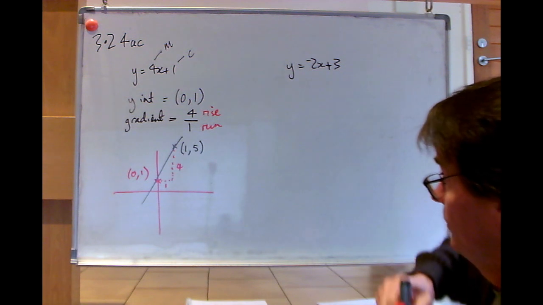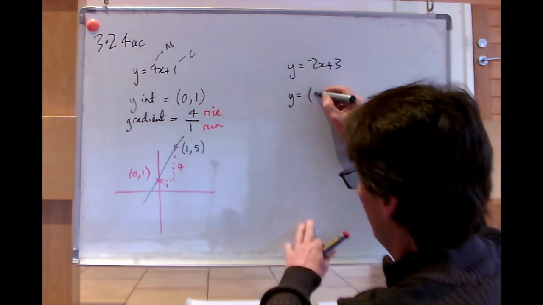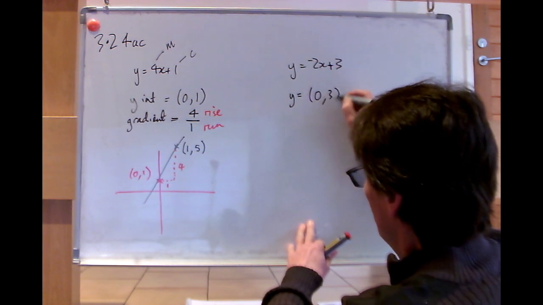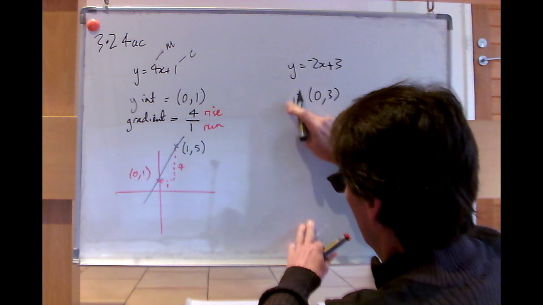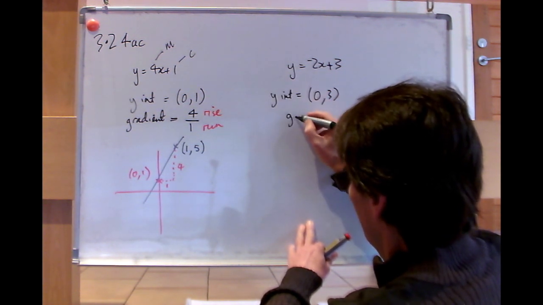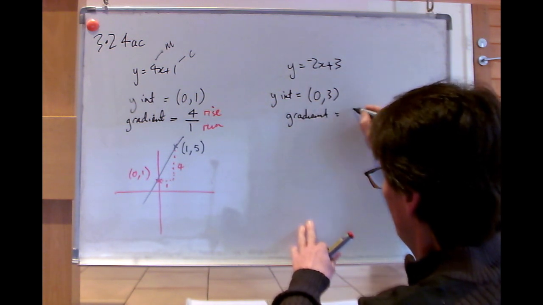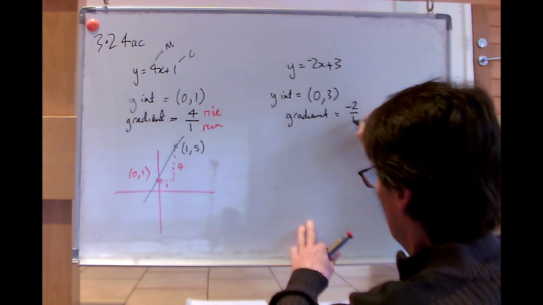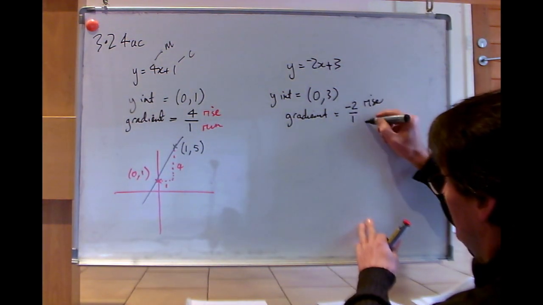Okay, so for the second one, check that it's in y-intercept form, and it is. So I write down my y-intercept, I write down my gradient, my m value. Again, I write it as a fraction, so that I've got my rise and my run.